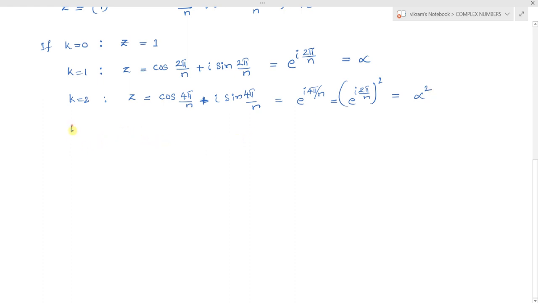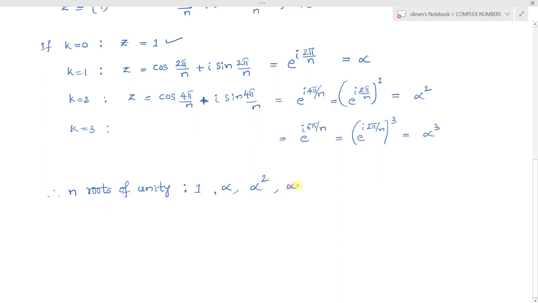And if k equals 3, I am writing z equals cos 6 pi by n plus i sine 6 pi by n, which equals e power i 6 pi by n, which is e power i 2 pi by n whole cube, so we can write this as alpha cube. Therefore the nth root of unity has n roots. What are the n roots of unity? The first root is 1, the second root is alpha, the third root is alpha square, the next root is alpha cube, and so on. It will have n roots.